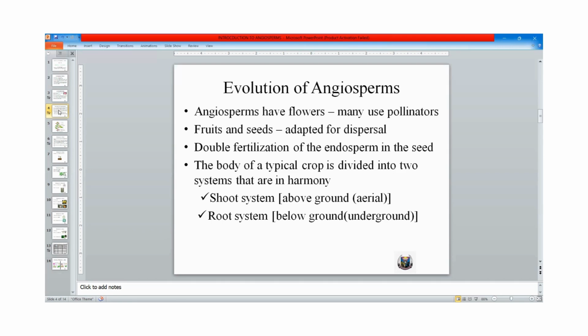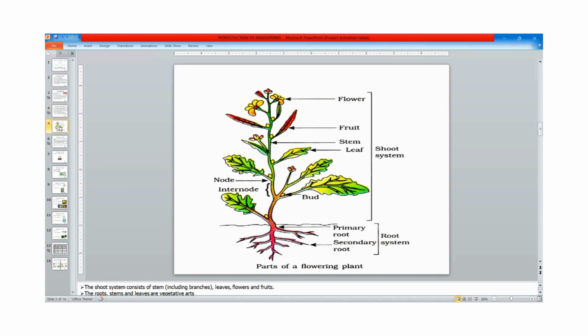The body of a typical crop is divided into two systems: those above ground and those below ground. Those above ground are called shoot system, while below ground is called root system. The above ground consists of flower, fruit, stem, leaf, node, internode, bud.